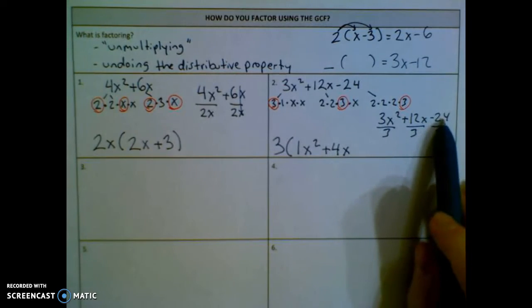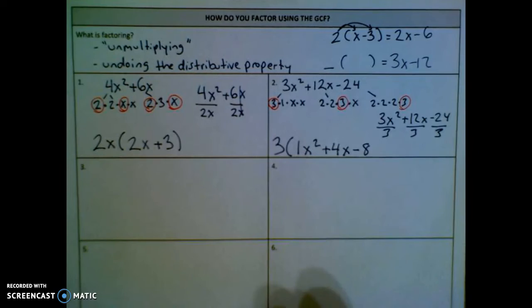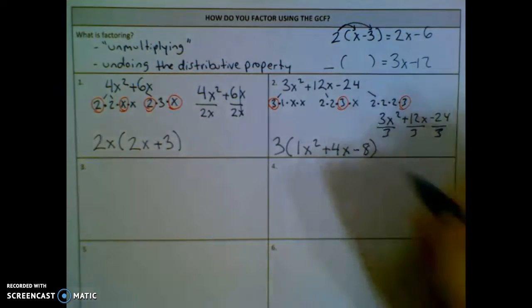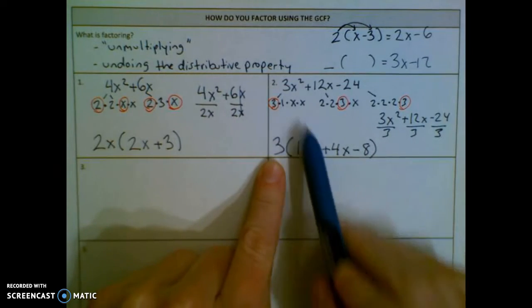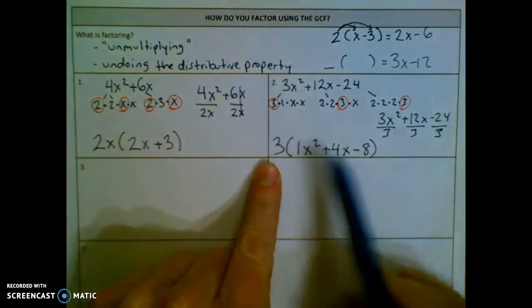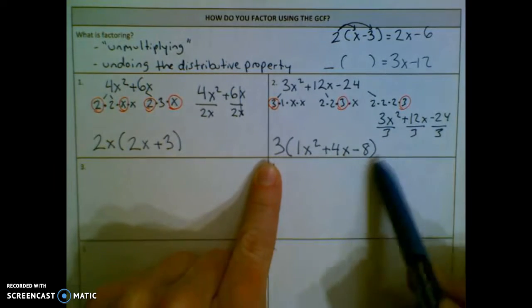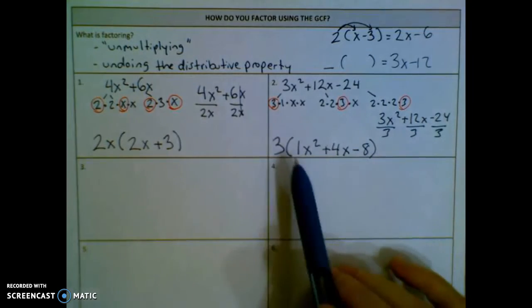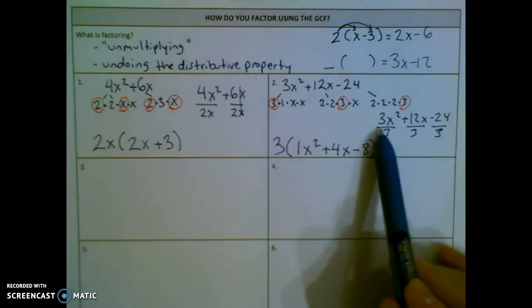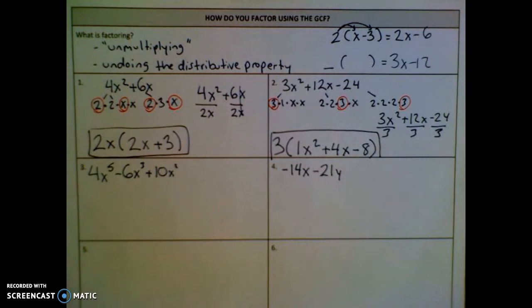What is negative 24 divided by 3? Well, that's going to be a negative 8. And there's no x's, so that guy's done. Well, 3 times 1x squared is 3x squared. 3 times 4x is 12x. 3 times negative 8 is a negative 24. I've just unmultiplied that by dividing every single thing by the GCF. So let's go ahead and do 2 more examples.